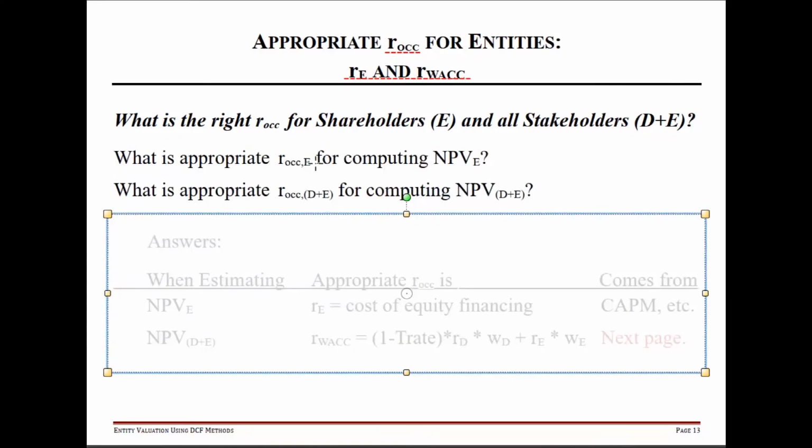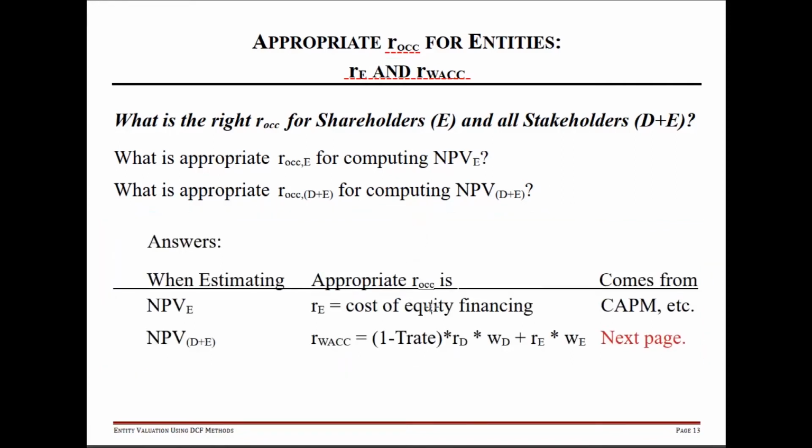So what's the appropriate discount rate when we want the NPV to owners? What's the appropriate discount rate when we want the NPV to everybody? The answers are, when we want the NPV to owners, we're going to use that cost of equity financing. And how did we get that?